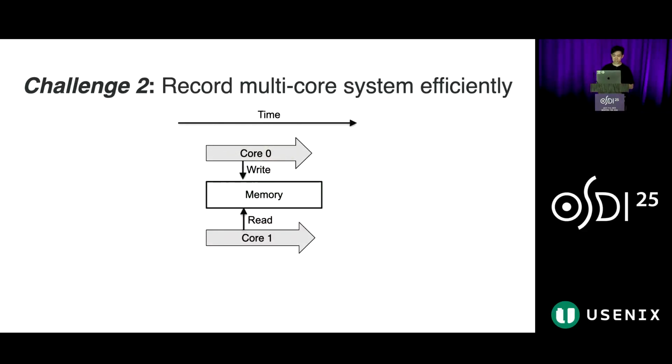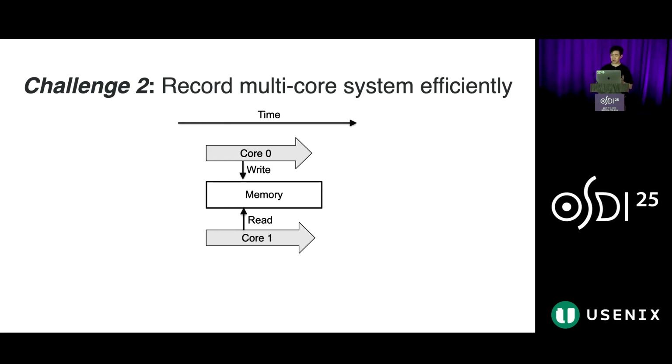Now let's talk about challenge two. In a multi-core system, we could have multiple threads running on different cores. If they access the same memory address concurrently, then the execution could be non-deterministic. Then how could we ensure the correct replay?